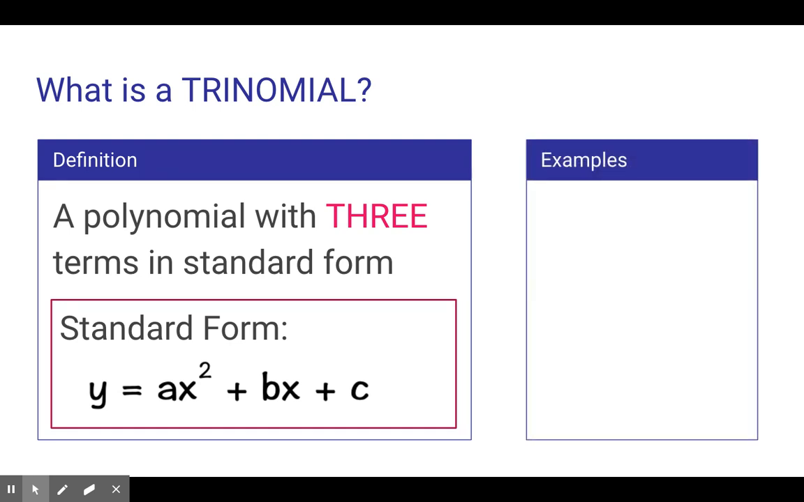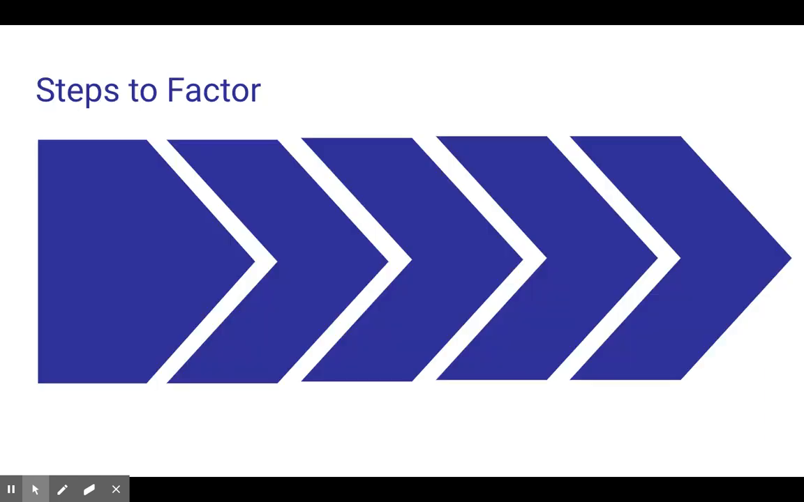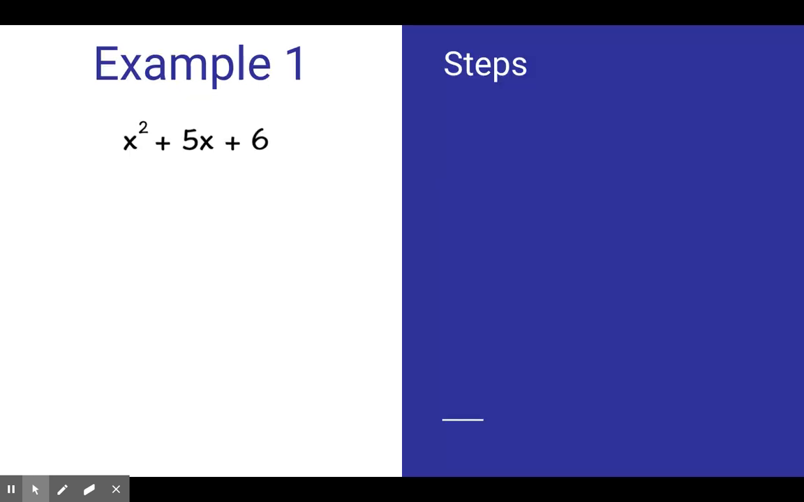So here are some examples of trinomials. I have 1, 2, 3 terms here, 1, 2, 3 terms here, and 1, 2, 3 terms here. Here are going to be our steps today to factor. First, we're going to look for the GCF, just like you were practicing on the last lesson. Then we're going to do head times butt, that adds to get the gut. Then we're going to factor by grouping, and lastly, we always want to check our answers.